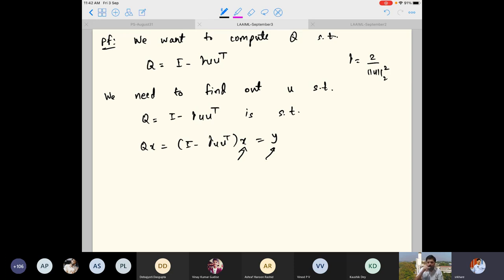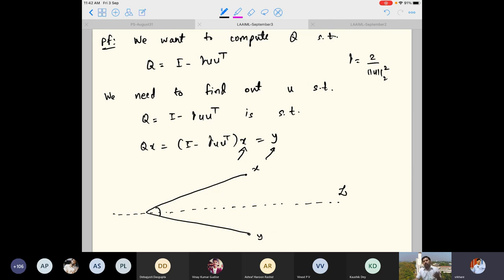So what we are going to do is as follows. Suppose x and y are two vectors which are of equal norm. Because they are of equal norm, they will look like this. I build a line L along the angle bisector. And what you observe here is that y is the reflection of x through this line L.